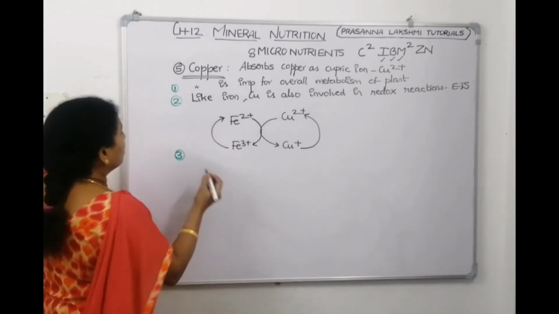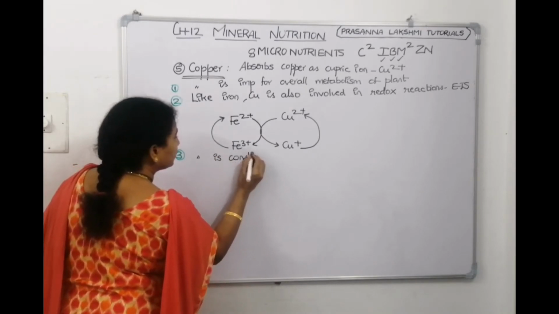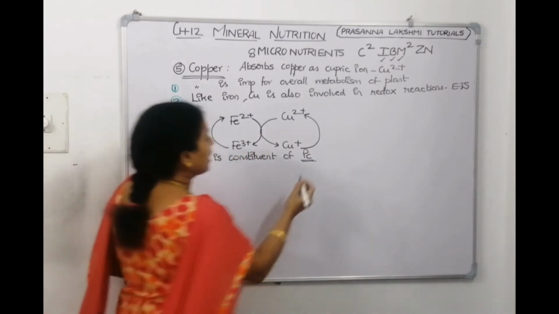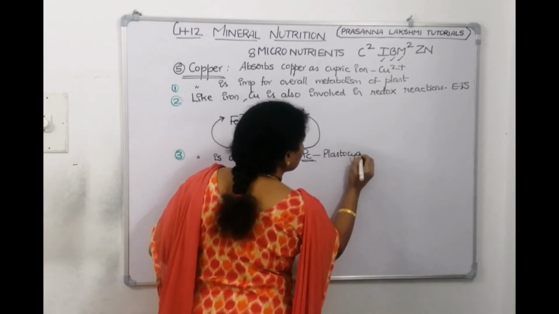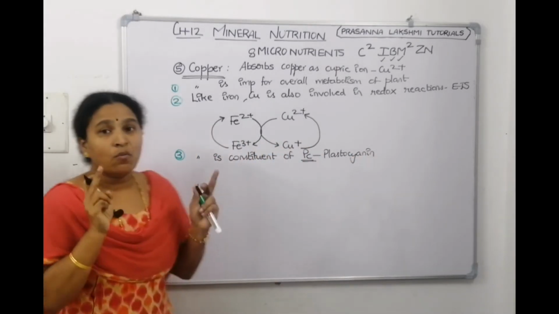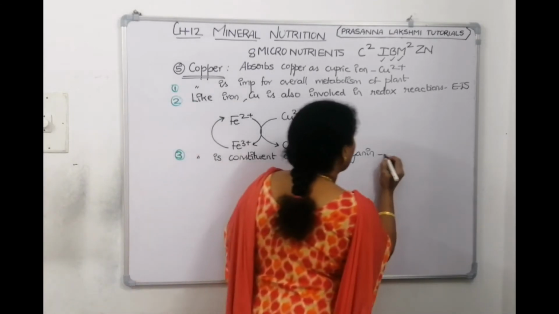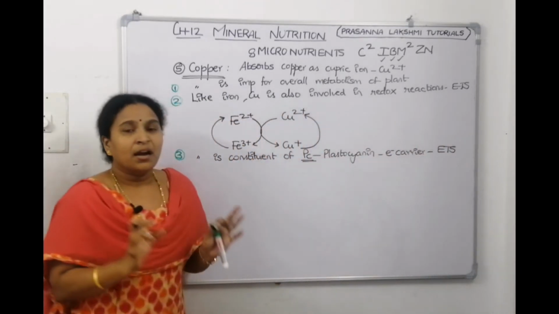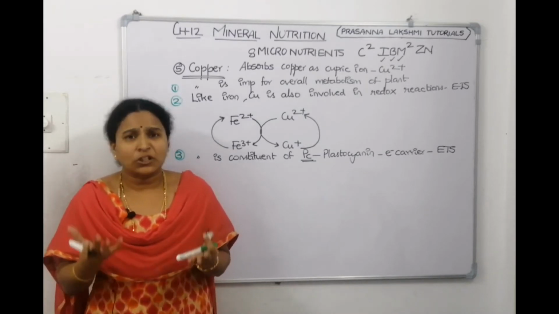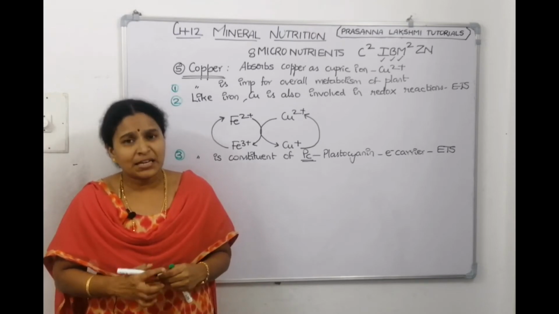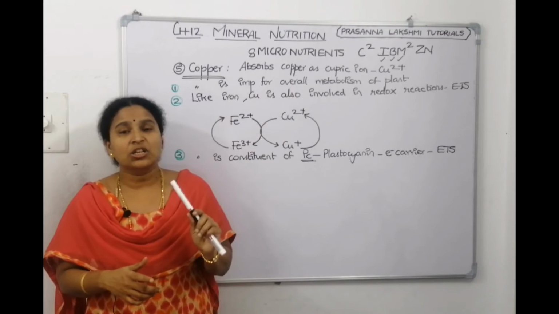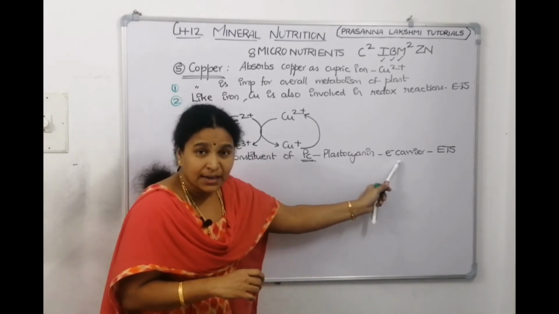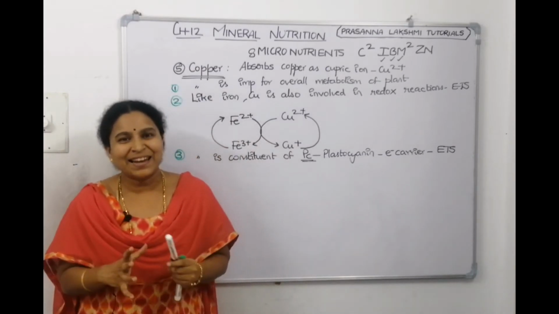Let me write down. Copper is a constituent of PC. Amma, what is PC? Plastocyanin. Copper is a constituent of plastocyanin. What is plastocyanin? It is an electron carrier. Where do we see it? In the electron transport system. And what does it do? It helps in phosphorylation, ATP synthesis. Synthesis of ATP by using photon energy, sunlight energy, is called photophosphorylation.